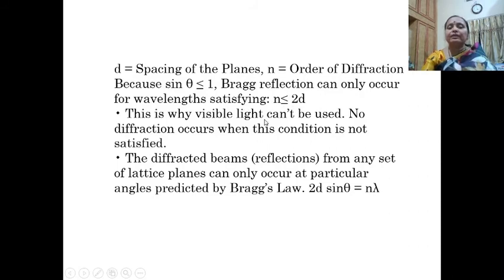This is why visible light can't be used. That is the reason we cannot use visible light and we use X-rays. No diffraction occurs when this condition is not satisfied. The diffracted beams, that is, reflections from any set of lattice planes, can occur only at particular angles predicted by Bragg's law. That is, 2d sin theta is equal to n lambda.